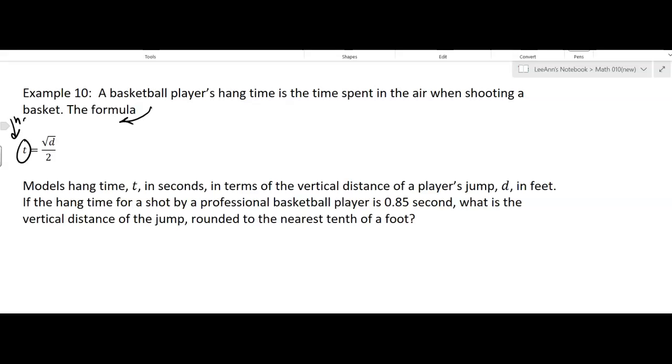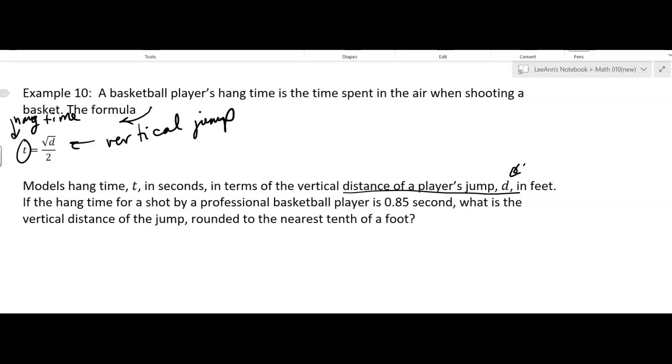So whenever we're using a formula, we have to know what the variables represent. Okay, so that's time in seconds, and it's in terms of vertical distance that a player jumps. So, the player jumps up so high, and that's the d. So d is the vertical jump. I'm going to rewrite the formula anyway, and that's in feet.